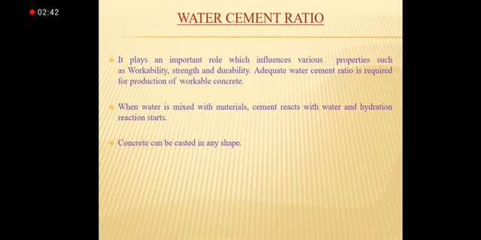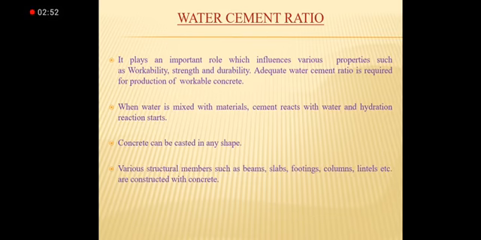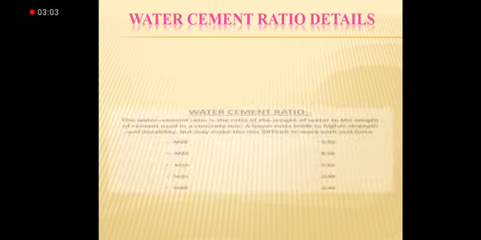Concrete can be cast in any shape. We just have to prepare the mold, the frame structure, and in that we pour the concrete. It can take any kind of shapes and structures. Various structural members such as beam, slab, footing, column, lintel and staircase are constructed by concrete.